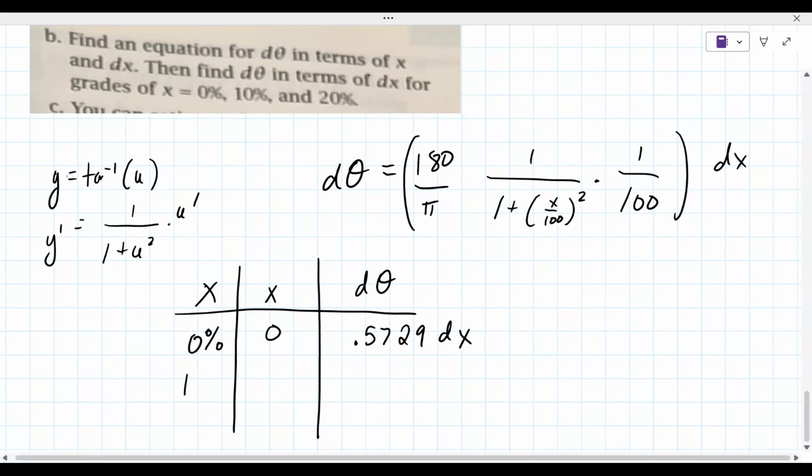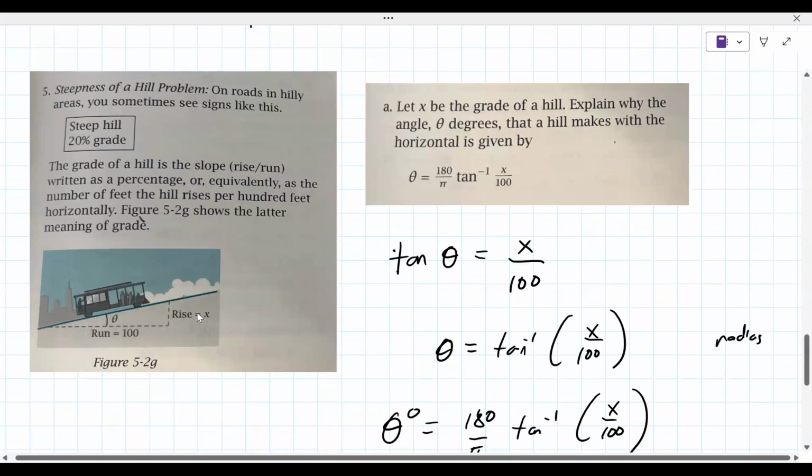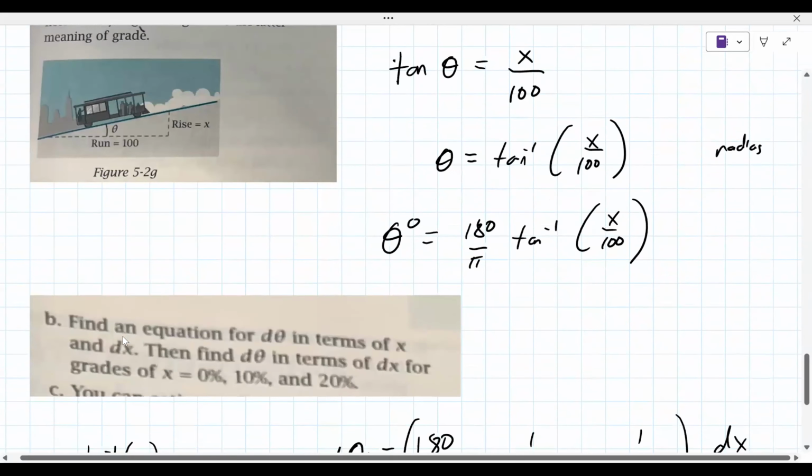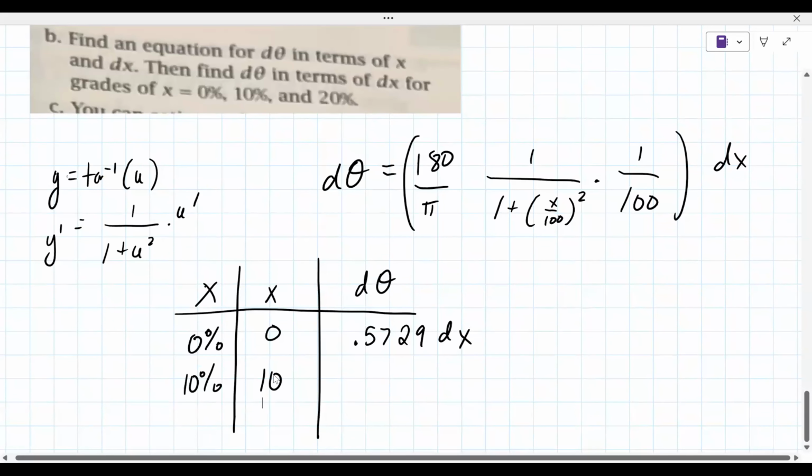And then for 10%, that's really x equals 10. If you want an explanation of why, 10% means it rises 10 feet every 100 feet of run. It's not really what you're used to in terms of percentages, but 0.5673. All right, and then do it for 20%. And that just means x equals 20, right? Yes. Okay. 0.5509. Okay. Any questions on that?